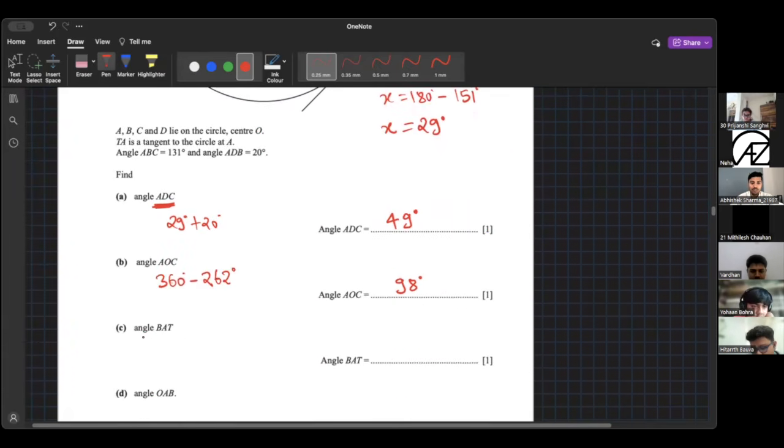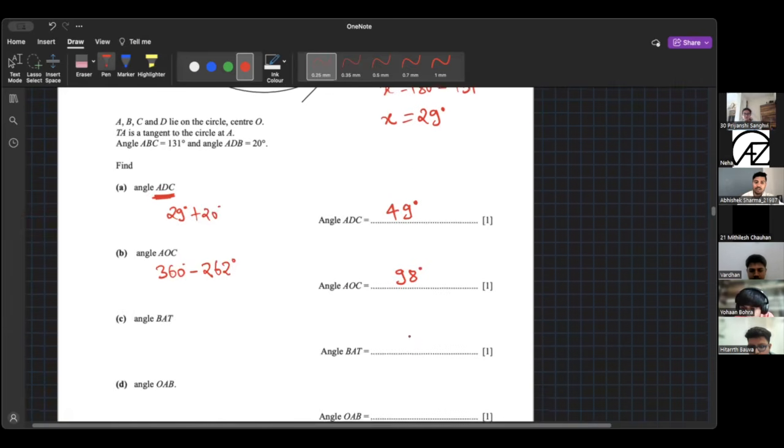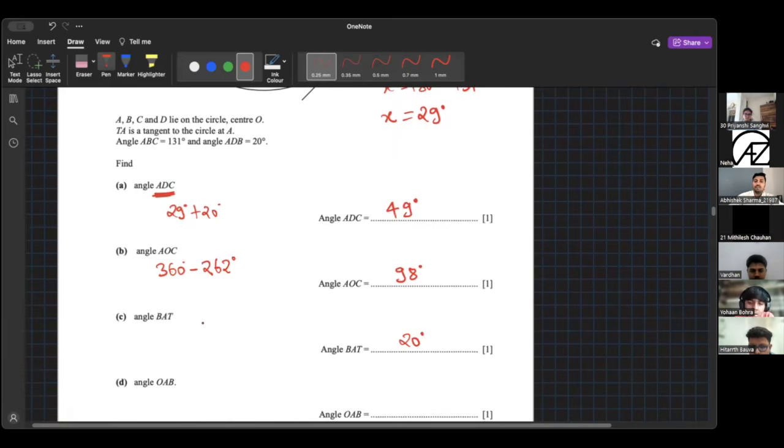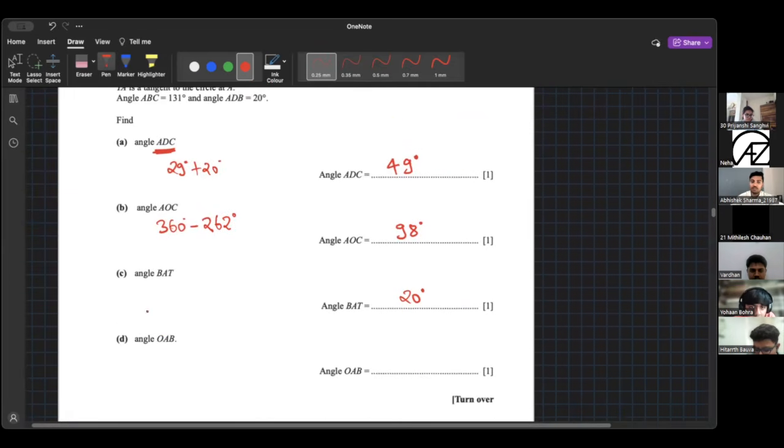Okay, let's move on to the third part. It says angle BAT, B, A, and T. This angle. So this is the alternate segment theorem. This will also be 20 degrees by the alternate segment theorem. So we can simply write angle BAT is 20 degrees. The property we need not write. If it is for 2 marks, some questions are like this, where you have to mention the angle because of the alternate segment theorem, that you have to mention. But it is just a 1 marker question. We just have to mention the angle.